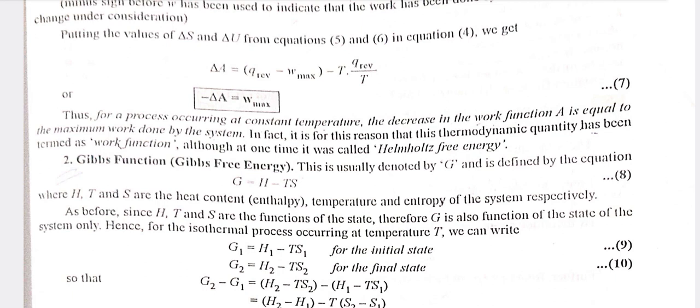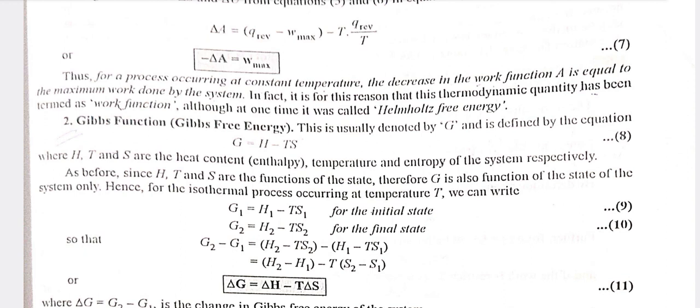Thus, for a process occurring at constant temperature, the decrease in work function A is equal to the maximum work done by the system. In fact, it is for this reason that this thermodynamic quantity has been termed work function, although at one time it was called Helmholtz free energy.